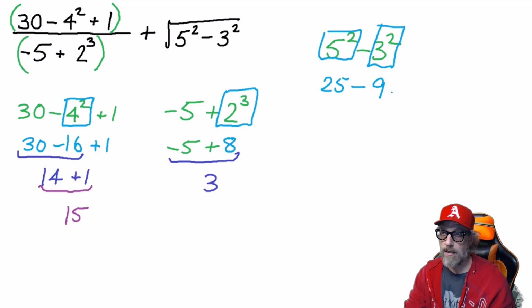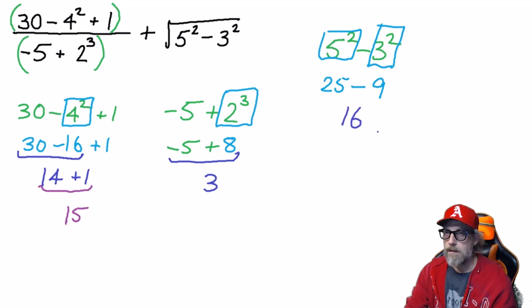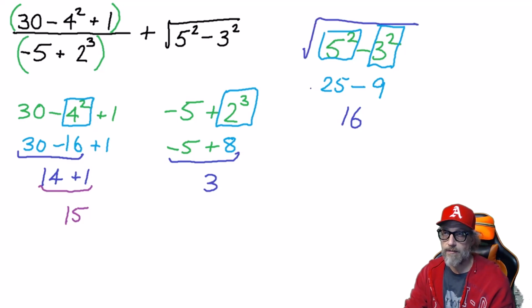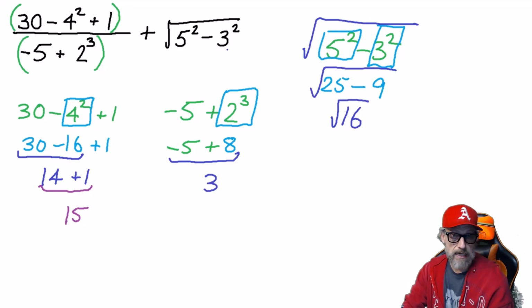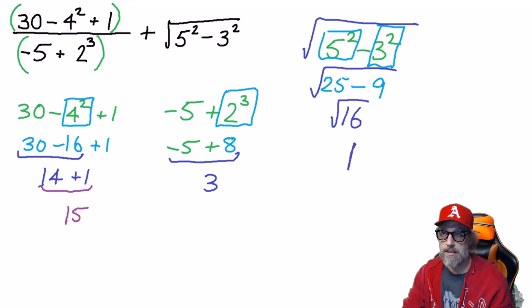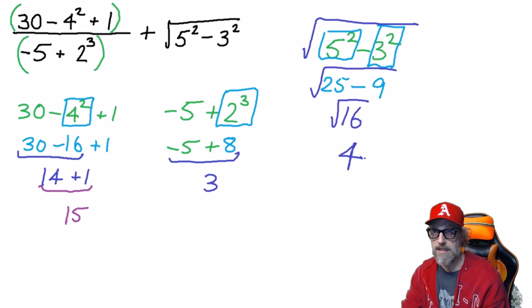25 minus 9 equals 16. Now be cautious, that is only what was inside of that square root this whole time. So it's a 16 in the square root, which evaluates to equal 4, because 4 times 4 equals 16.